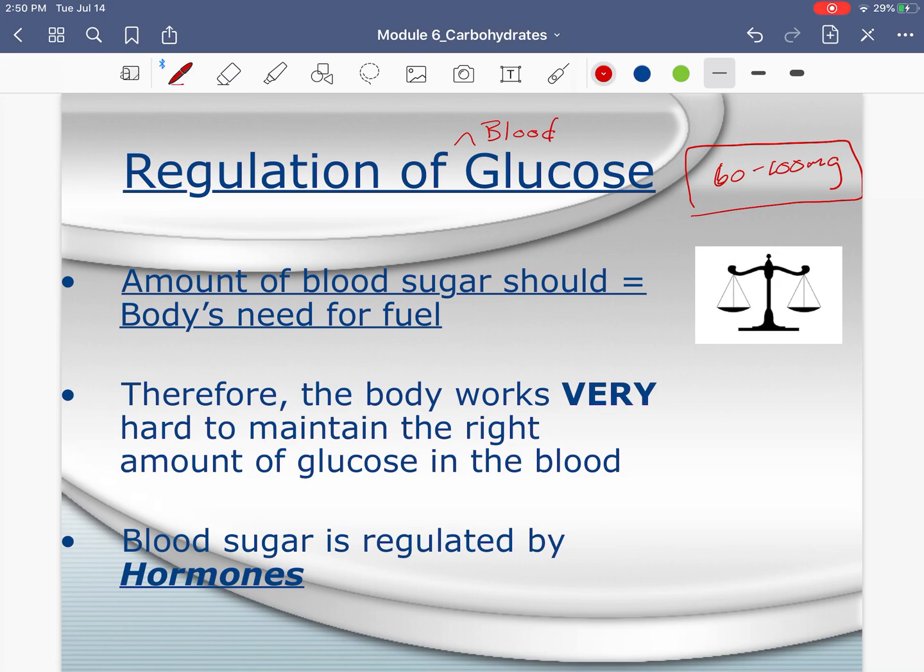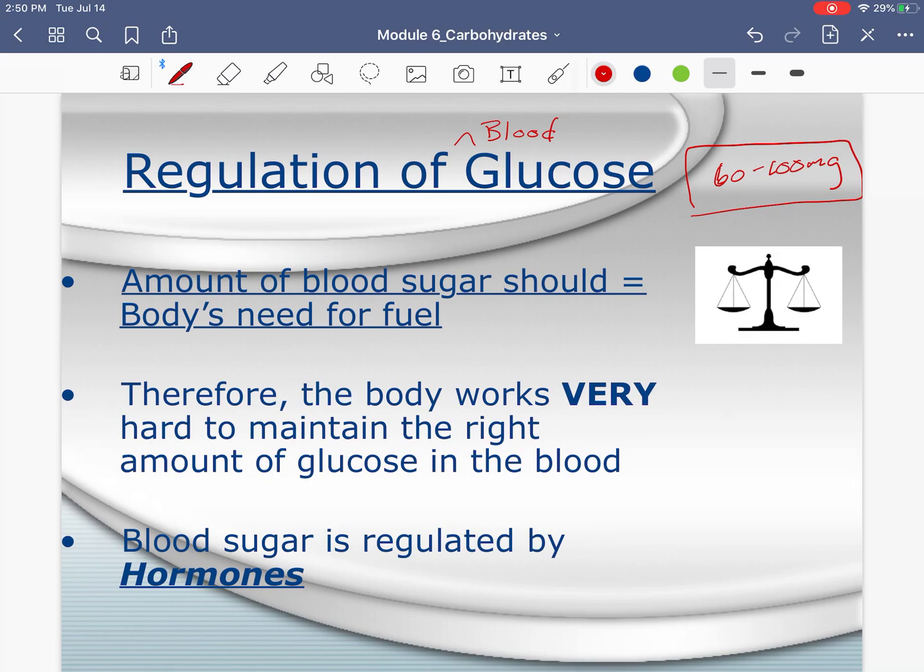Let's say your body is maintaining 80 milligrams of blood sugar, but then you go and you run. You start running 5 miles. Well, your blood sugar is going to take a quick dip. So our body has to be able to react to that to keep our blood sugar from dipping too low.